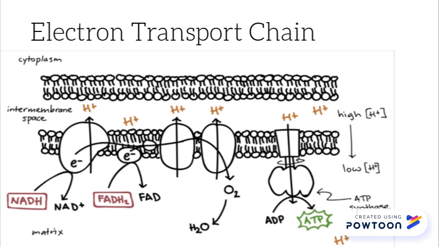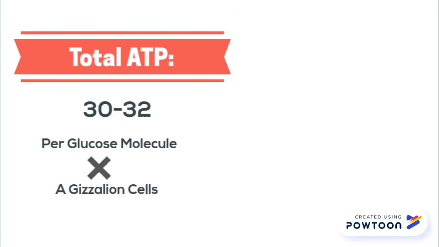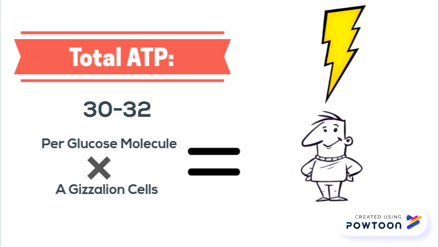The electron transport chain pumps out another 20 or so ATPs, bringing the total ATPs made through cellular respiration to 30 to 32, giving us the energy we need to function.